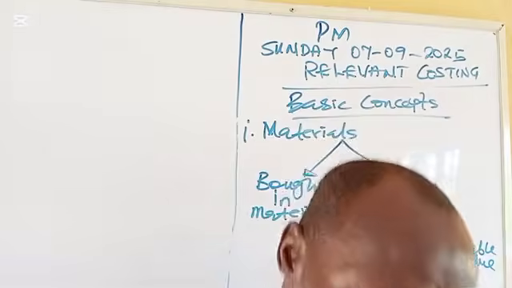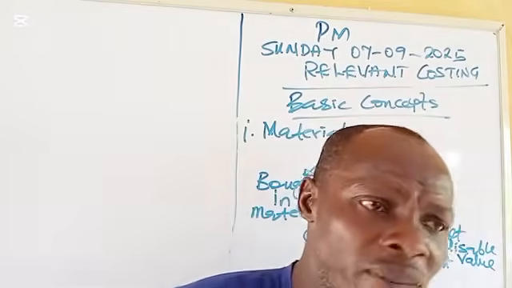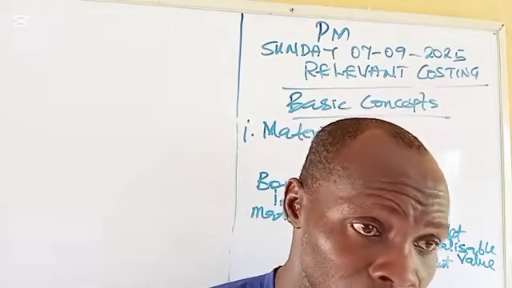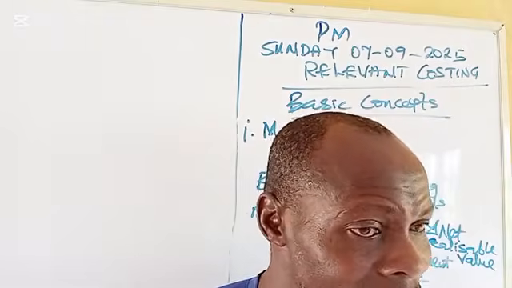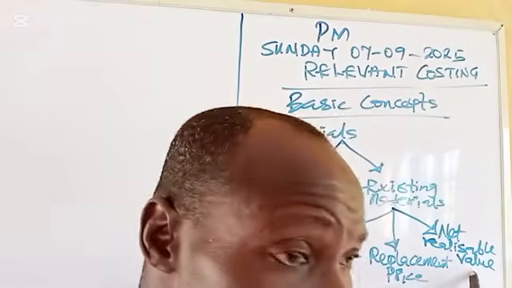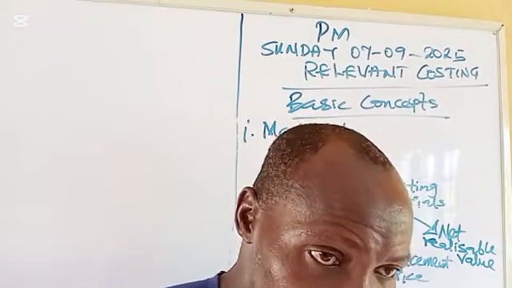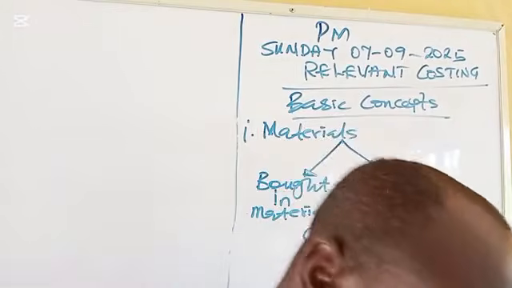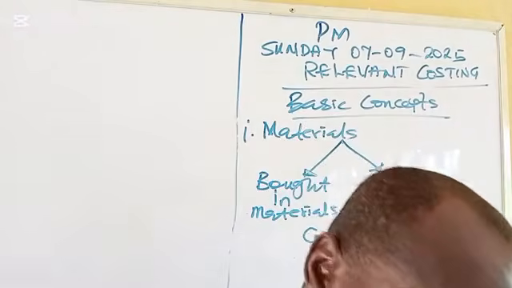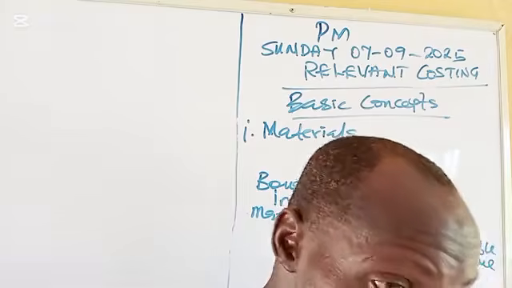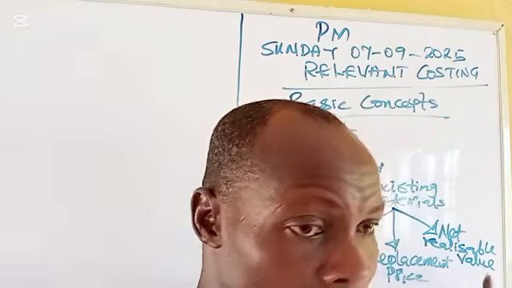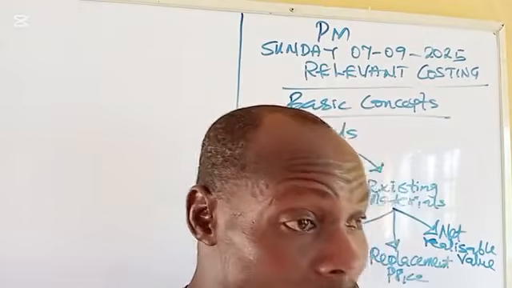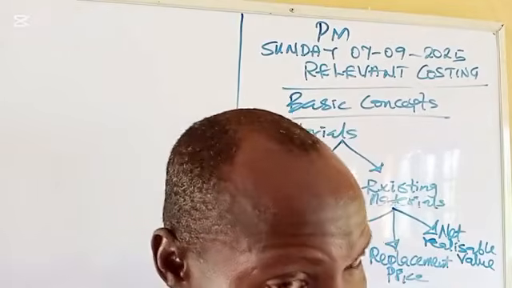The amount you get from the sale of that item minus the selling expenses will be treated as what? A relevant cost of the project. That is where it can be ascertained that the material is no longer what? Required. That is when to use what? The net realizable value. Hope you are getting the concept.